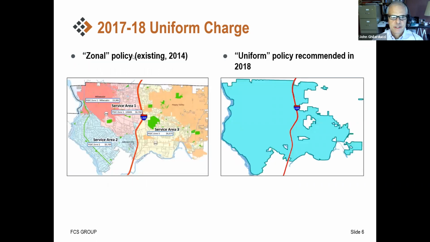These are graphics demonstrating, on the left, what the current zonal approach looks like. You've got service area 1 with Milwaukee and the urban growth area around Milwaukee, and then service areas 2 and 3 east and west of 205. The uniform approach: one SDC size would fit all, except of course in the no Milwaukee scenario.